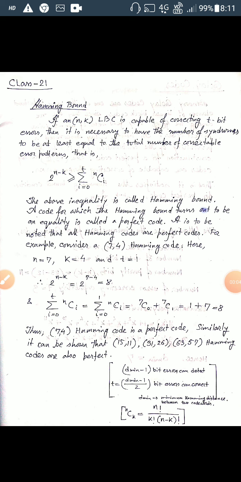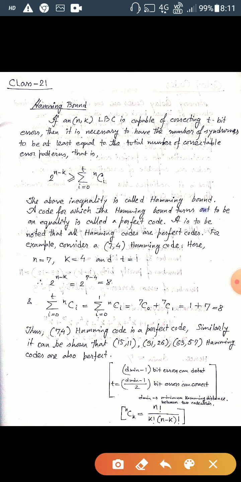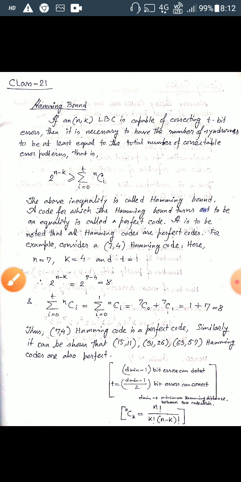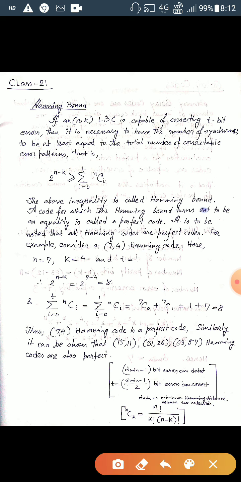Today we discuss the Hamming bound and Golay codes. For the Hamming bound, consider an (n, k) LBC, where n is the code word length and k is the message bit. If it is capable of correcting t bit errors, then it is necessary to have the number of syndromes at least equal to the total number of correctable error patterns. That is, it should follow this form.